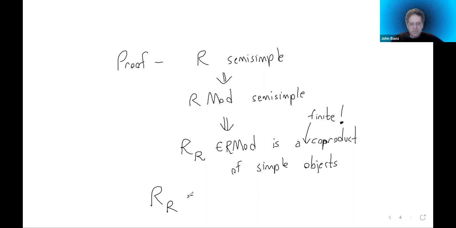So it's going to be this sum, a sum of a bunch of different simple objects, which I'll call x sub i. Say there are n different ones. But let me take these simple objects to be non-isomorphic to each other, truly different from each other. So then each one may show up with a multiplicity. Each one could show up a bunch of times.